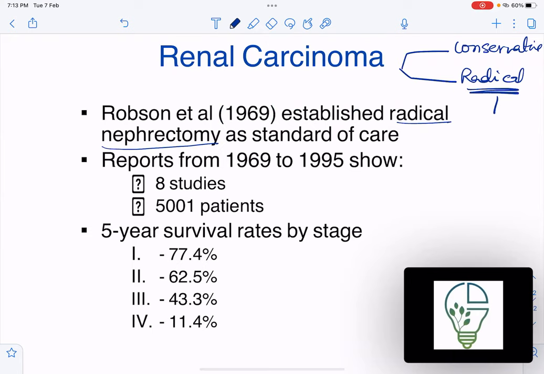The reason we remove it all is because we don't know when there's a higher chance of recurrence. We just go with removing it all because you don't want to subject the patient into constantly coming back for a follow-up, constantly living in fear of, is it going to recur? Especially when you can just remove the thing itself, right?